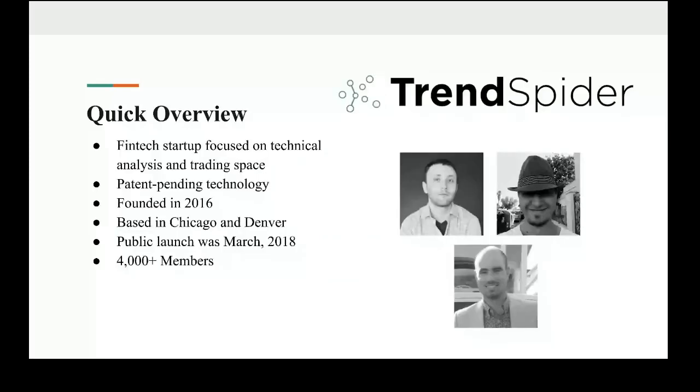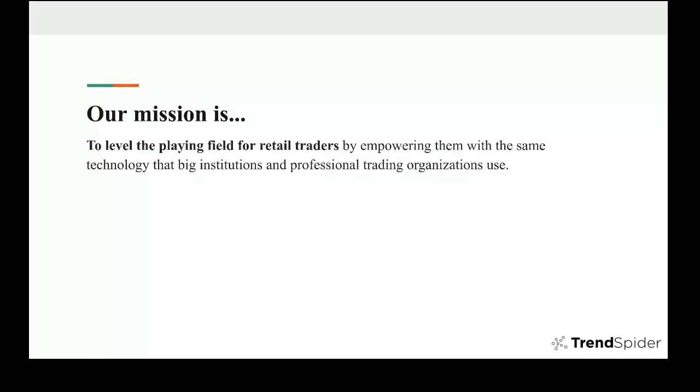So briefly, before we dive into raindrops, I just want to tell you a little bit about TrendSpider and who we are. So we're a new fintech startup. We're based here in Chicago and in Denver. We launched to the public about a year and a half ago in March of last year, and we have about 4,000 users today on our patent pending technology platform. Our mission as a business is to level the playing field for retail traders, and to do that using technology.